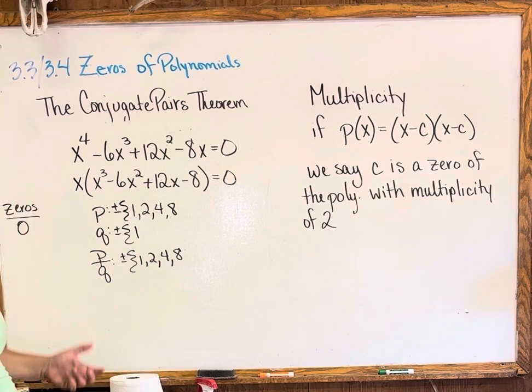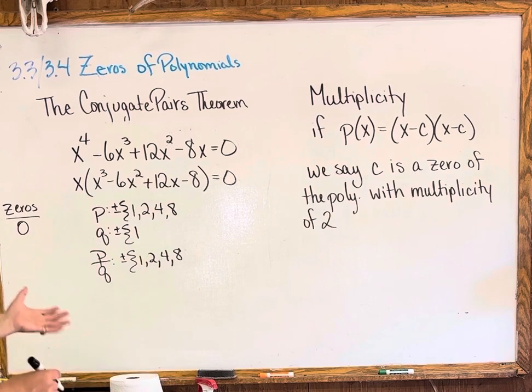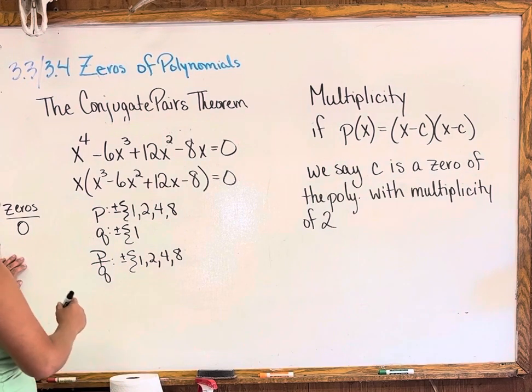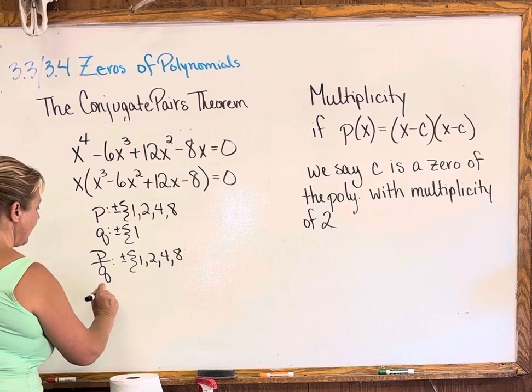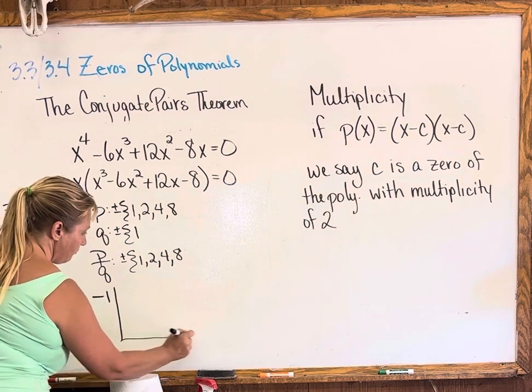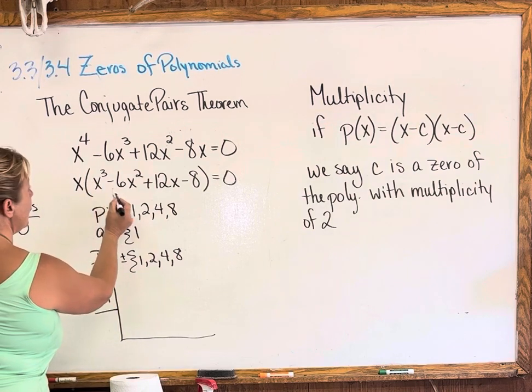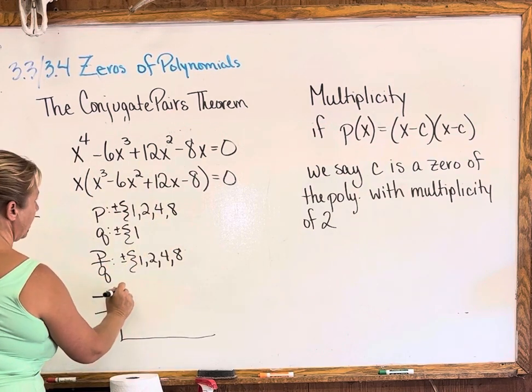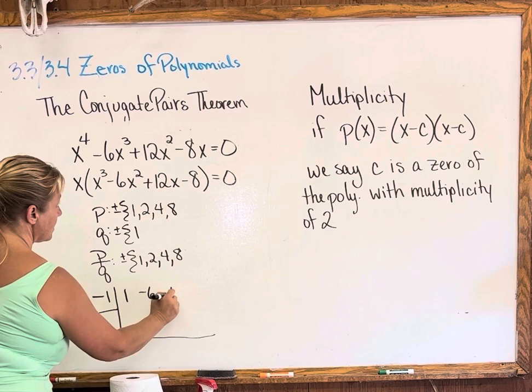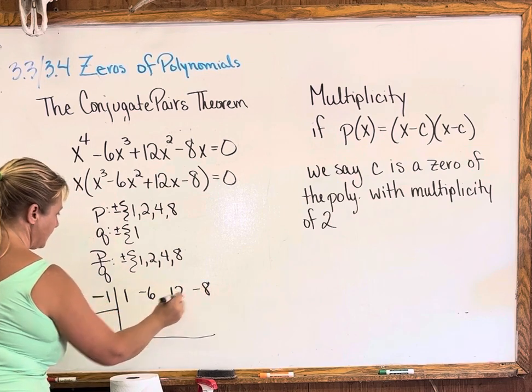Someone on the list. You know, do we start with 3? No, it's not on our list. So I'm just going to pick willy-nilly and I'm going to say, let's start with -1. Okay, it's got to be someone on our list. Let's see. So do we need any placeholders? No. So we're going to go 1, -6, 12, -8.